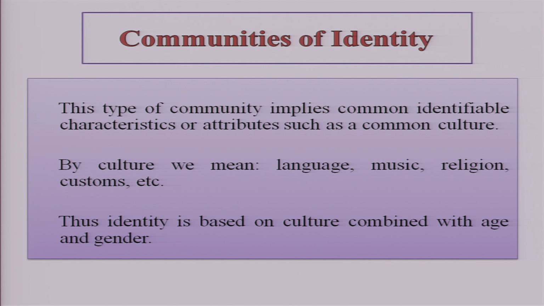And another one is the community of identity. Could you please explain about communities of identity? Okay, this type of community implies that there are some common identifiable characteristics or attributes such as common culture, and by culture we mean language, music, religions, and customs. For example, suppose I am a person who speaks Tamil, and I meet a person who is also a Tamilian, so I can relate with that person. So this is community of identity.